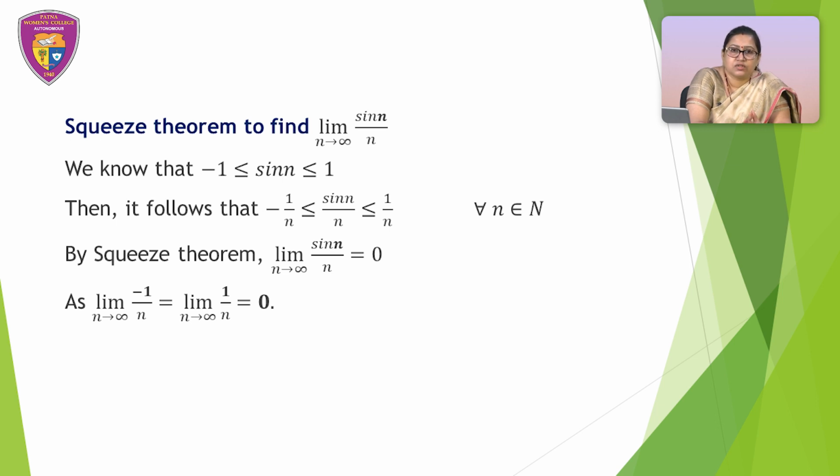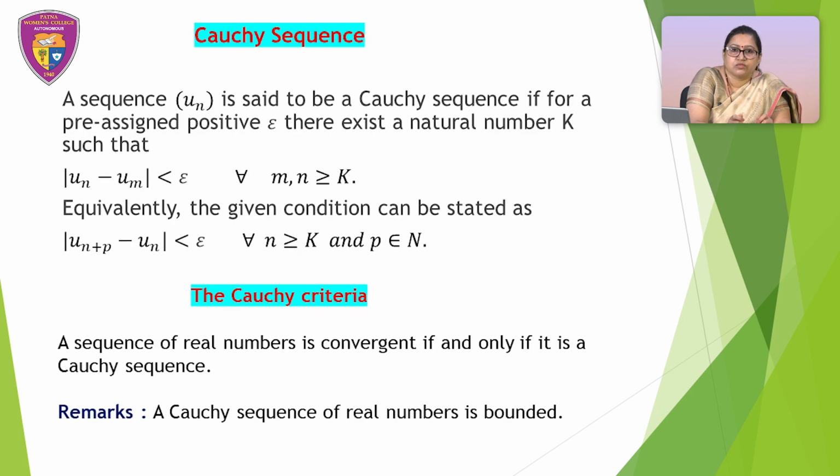Now the monotone convergence theorem has one drawback. What is the drawback? The monotone convergence theorem can be applied only to monotone sequences. It is limited. So we need one more criterion that we can apply to any arbitrary sequence. For that we have Cauchy's general principle of convergence of a sequence. First of all we need to know what a Cauchy sequence is. A sequence u_n is a Cauchy sequence if for a pre-assigned positive epsilon there exists a natural number k such that mod of u_n minus u_m is less than epsilon for all m, n greater than or equal to k. In this way we can define a Cauchy sequence.